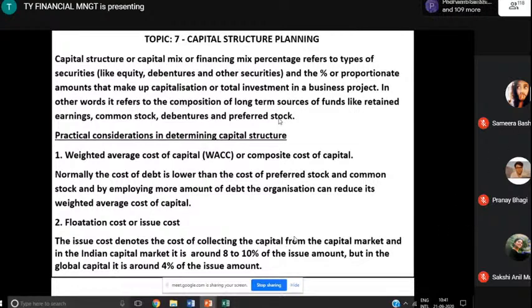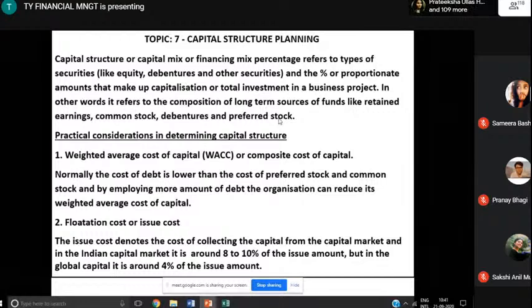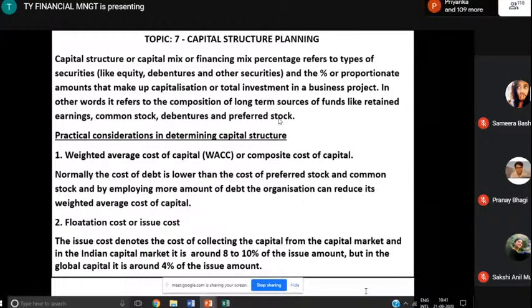How do you finance your hotel? Through 4 sources. What are the 4 sources? Retained earnings, common stock, debentures, preferred stock. This you must remember. The percentage of these 4 sources is called the capital mix percentage. Then determinants or practical considerations. First you will take what?